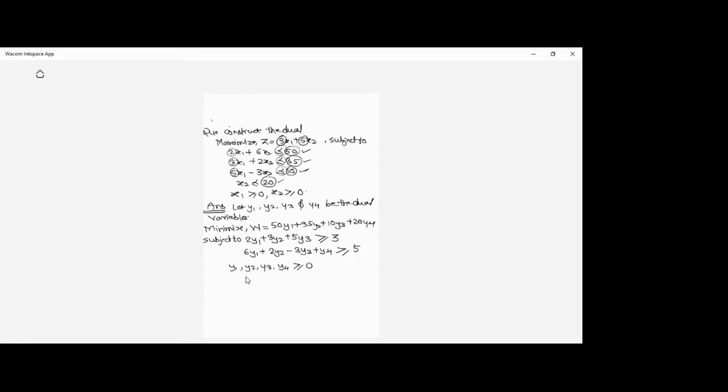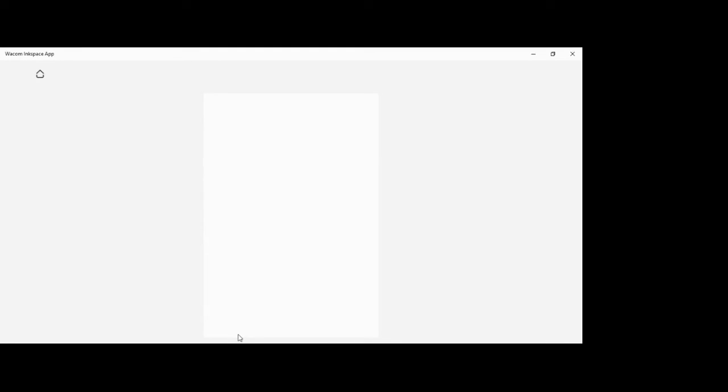So I'm repeating what we have done. It is minimization, so maximization gets converted into a minimization. Z gets converted into W. All this RHS side, that is 50, 35, 10, 20, will be considered as the coefficients in your objective function. Here you can see 50, 35, 10 and 20 appearing. Subject to, all this x1 will be appearing in a single constraint only, the coefficients of x1. So 2, 3, 5. For x2 it is 6, 2, 3 and 1, greater than or equal to 5. Question.